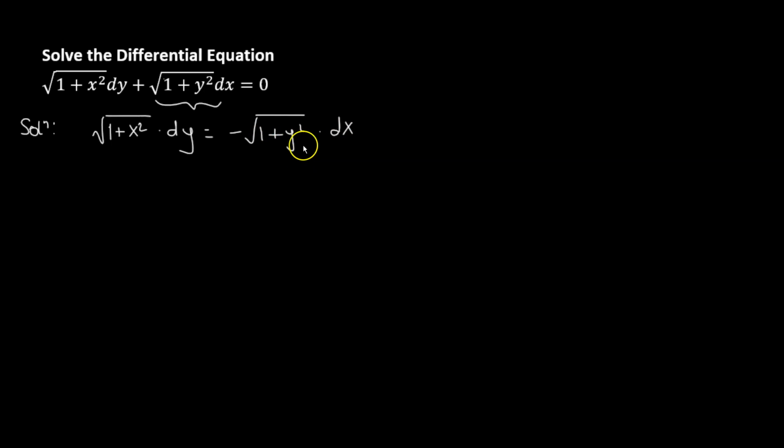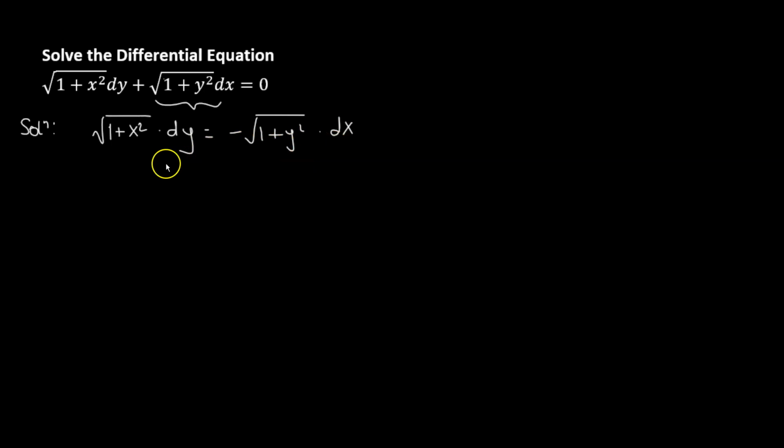So we have the differential equation. Let's try to separate the differentials first. So we have square root of 1 plus x squared multiplied to dy. We'll take the second term to the right hand side. So we have negative square root of 1 plus y squared multiplied to dx.